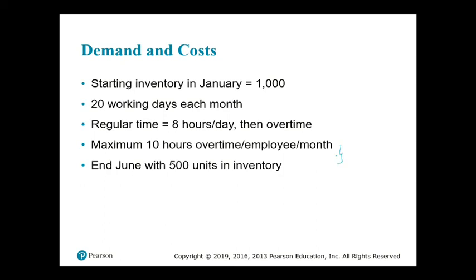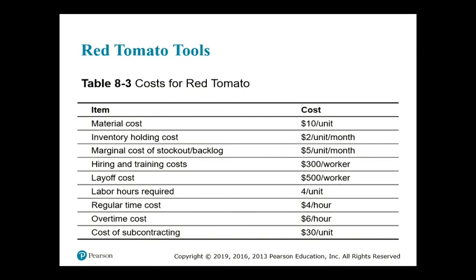Alright, so these two can be viewed as constraints. Additionally, we have some other cost information. So we figured out the material cost is 10 units already. The inventory holding cost is $2 per unit per month. And whenever we talk about units, it's the aggregate units that we just calculated. The cost for stock out or back order is $5 per unit per month. Each time we hire a worker and perform new worker training, it's going to cost $300 per person. And each time we have to fire a worker, it will cost $500 of layoff cost.